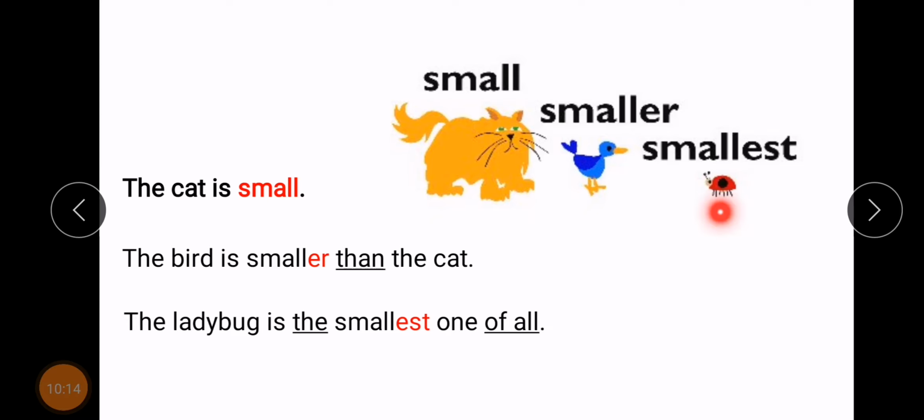If I'm going to talk about the ladybug now, comparing the ladybug with the bird and the cat, so we have three nouns. What will I do? I will add est to the adjective. Excellent. So the ladybug is the smallest one of all, and don't forget to put the just before the adjective smallest. It will be the smallest one of all.